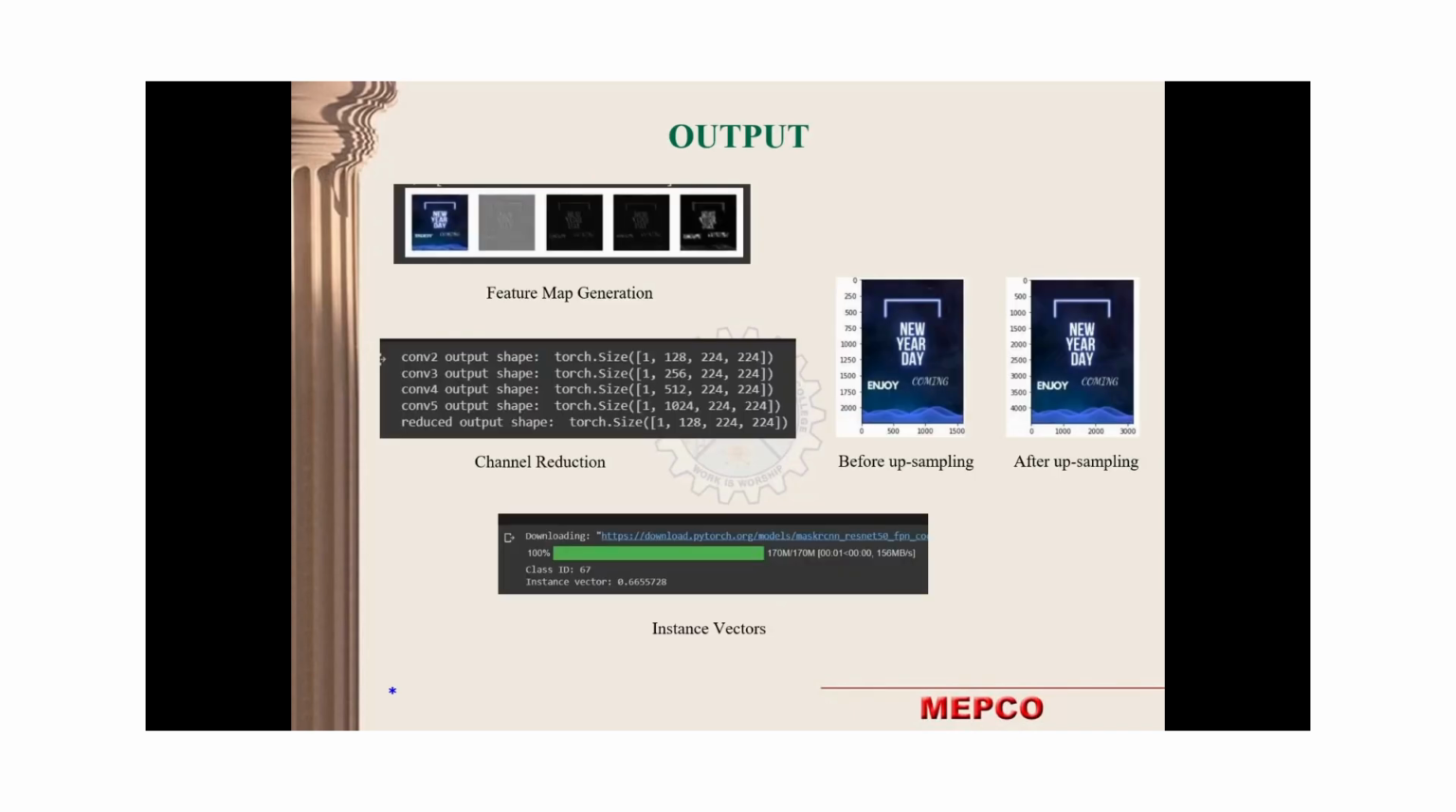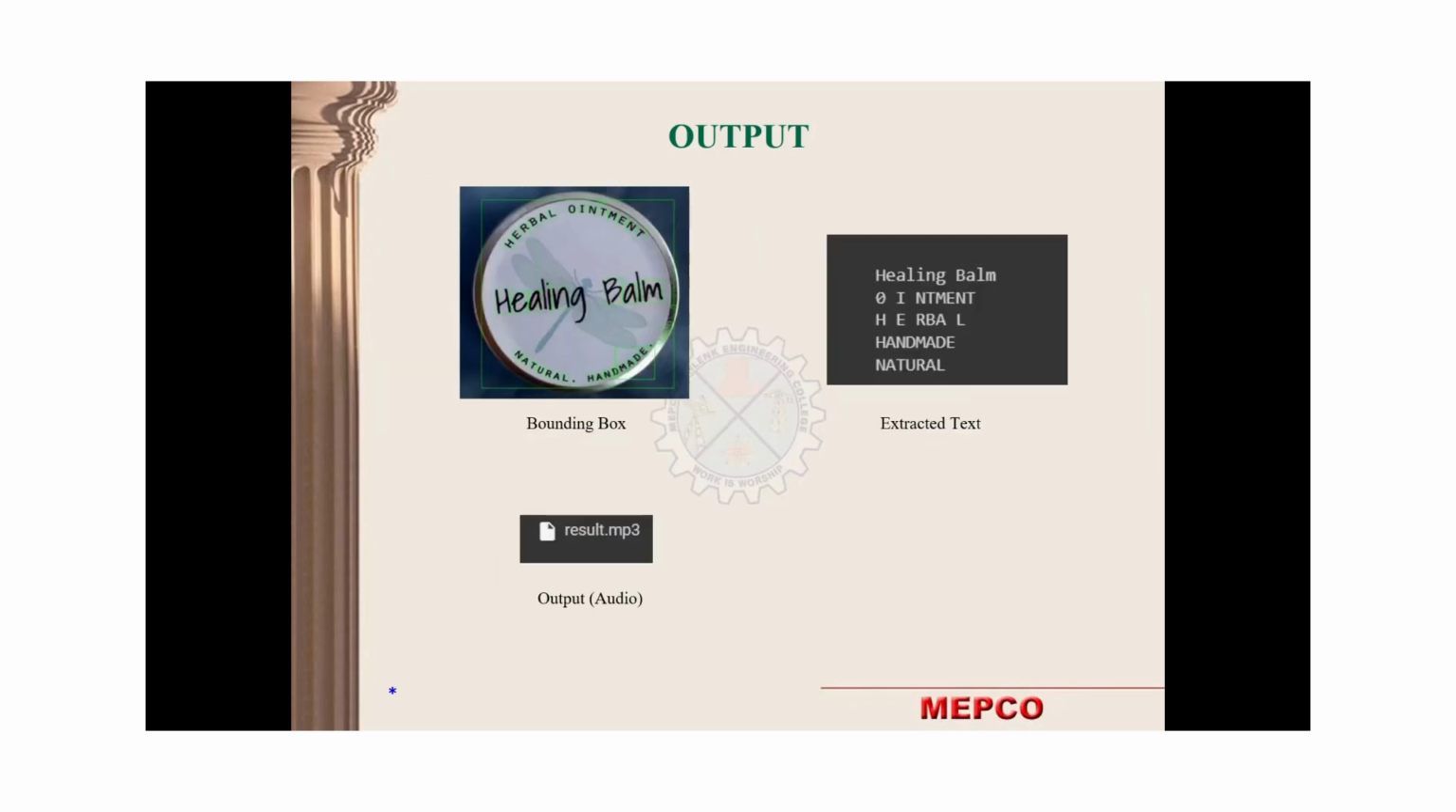And here come the output feature models which we have implemented. First is feature map generation. We can see that grayscale has been applied to each feature map, and the channel depth is 128. We can see the difference between the upsampling and before upsampling module, which shows the difference in height and width. Next, followed by instance vectors, followed by the bounding box, which is the text detection module.